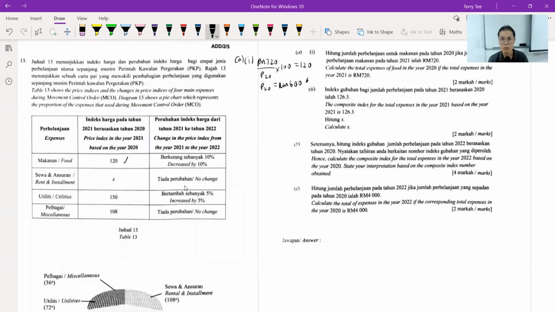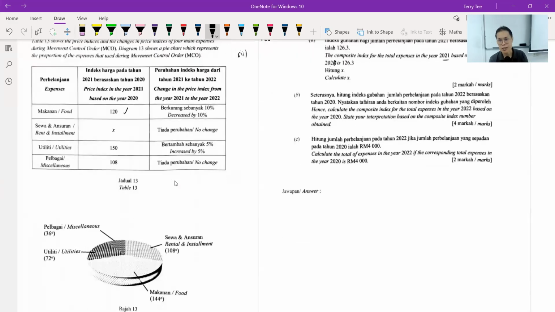Okay. Now, next, this is Roman 2. Now, the composite index for the total expenses in the year 2021, based on the year 2021, okay. So this one is supposed to be based on the year 2020, yeah? 21 based on 20, sorry. Yeah, the question here has a mistake. So you're supposed to find the value X. Now we look at the table here. We got all the indices here already. The problem is we don't know what's the weightage, right?